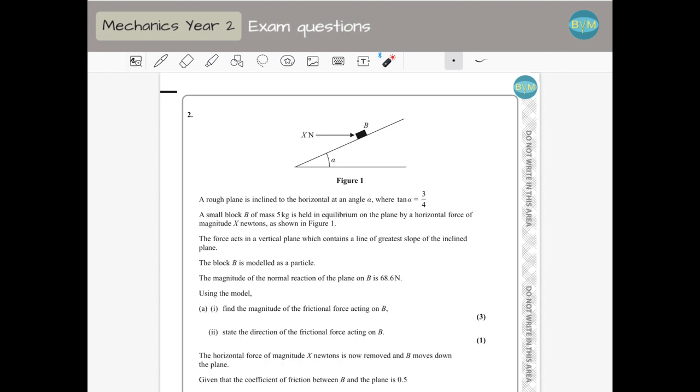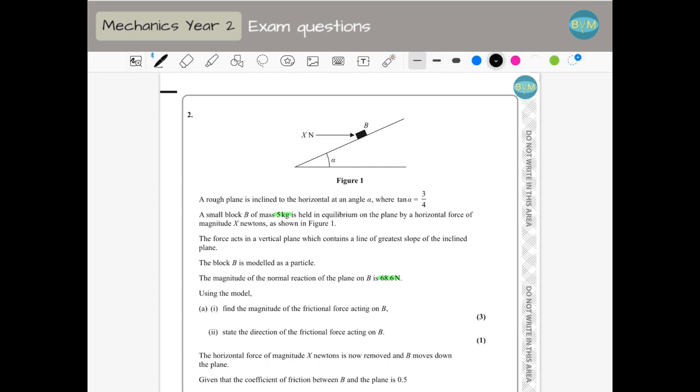Block B is modeled as a particle. Magnitude of the normal reaction is this one, so I'm going to mark this, the 5 kilograms and the normal reaction. And using the model, we have to find the magnitude of the frictional force acting on B, and then they ask us the direction of the frictional force.